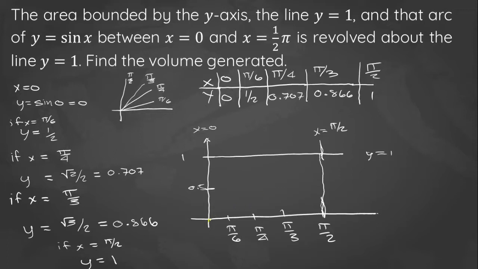Or we have 0, 0 here. Pi over 6 here, or y is 0.5. Then pi over 4 is around somewhere here. And pi over 3, where the y is 0.866, the point is around here. And lastly, pi halves. When x is equal to pi halves, then y is equal to 1. We have a point here. Tracing the points we have created, our graph will look like this. This is our function y is equal to sine x.